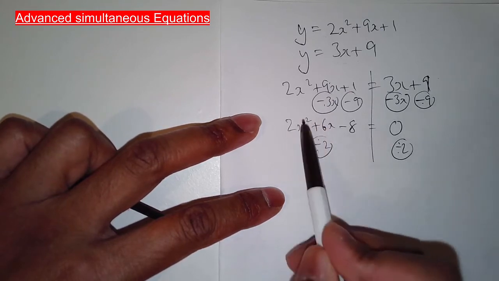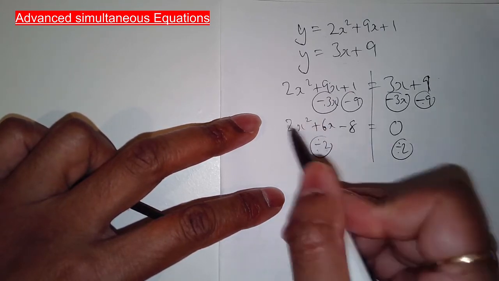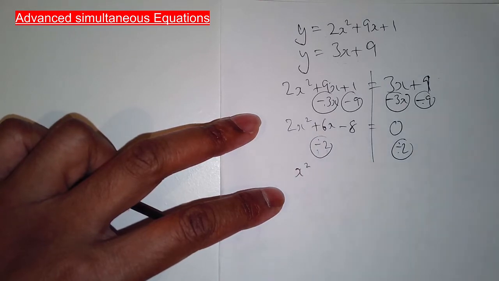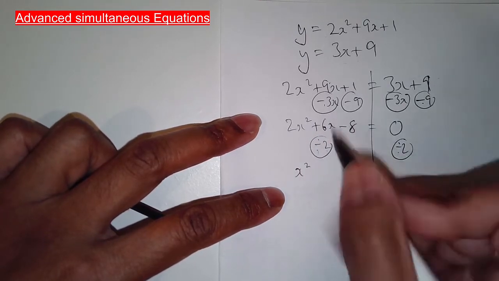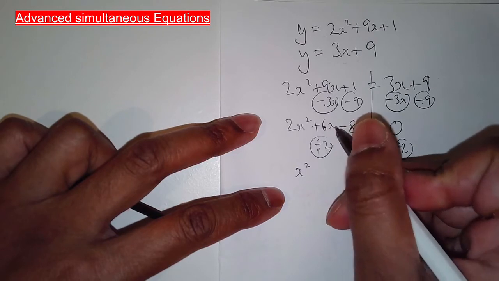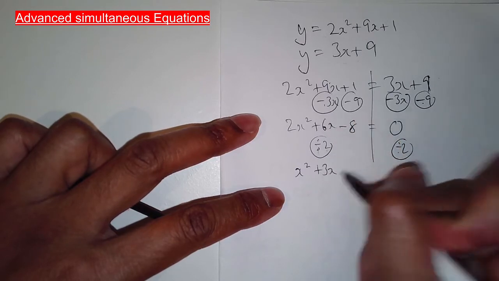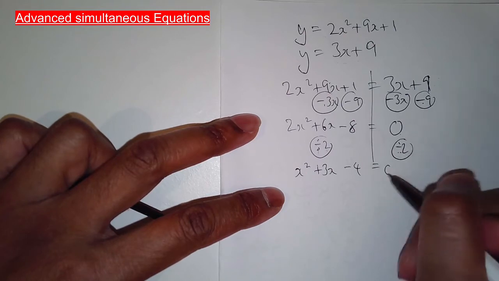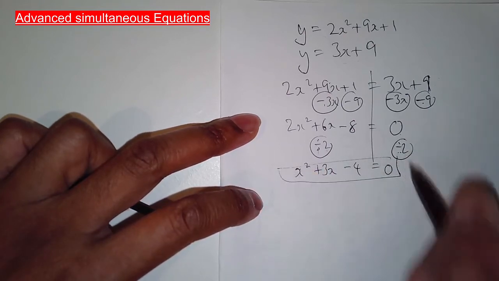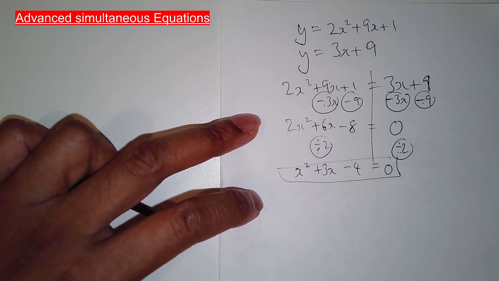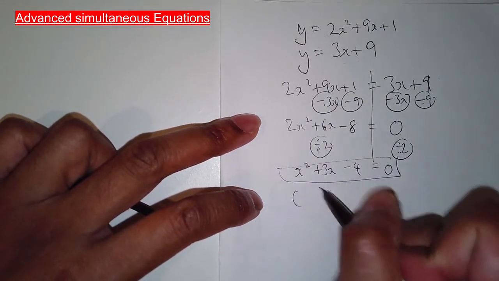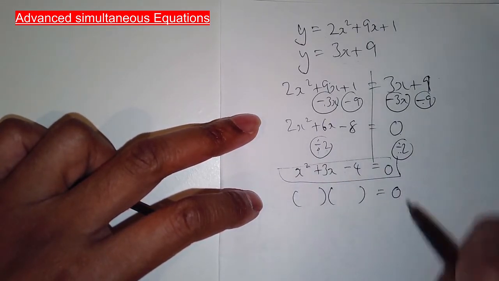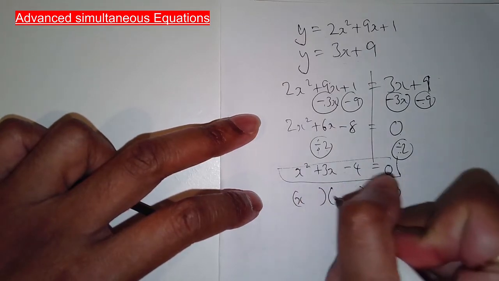Anyway, 2x squared divided by 2. Remember the 2's cancel, you're left with x squared. 6x divided by 2 is 3x. And minus 8 divided by 2 is minus 4. 0 divided by 2 is 0. Right. This is the quadratic equation I'm going to solve. And these are always double brackets. Obviously an x and x.